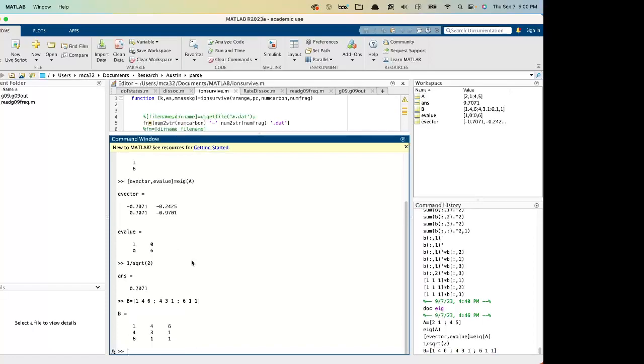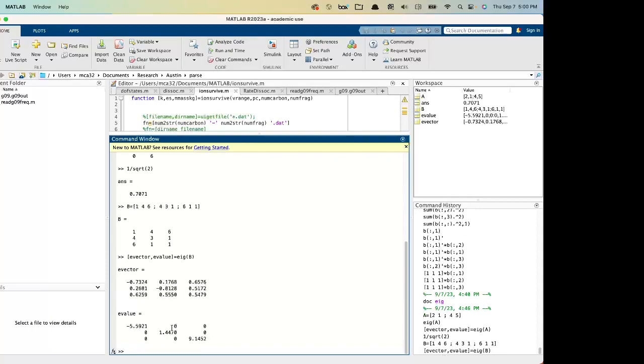Now, here I've created a very special kind of matrix. You notice 4 and 4, 6 and 6, 1 and 1. Call this a symmetric matrix. The top half is the same as the bottom half. This type of matrix represents a particular type of mathematical operator that will be important in quantum mechanics. So now we're going to go ahead and run our eigen command against B and have it return eigenvectors and eigenvalues. And you notice this goes nice and quickly.